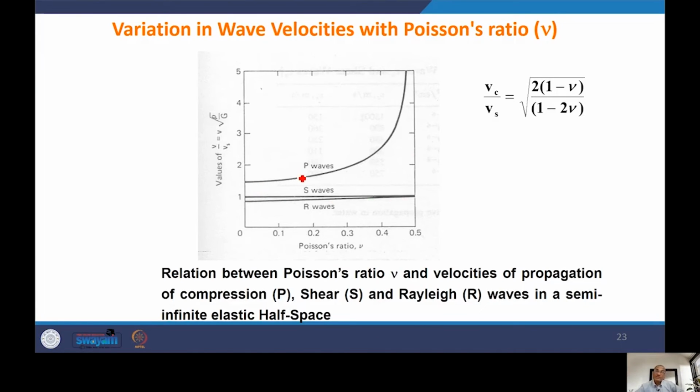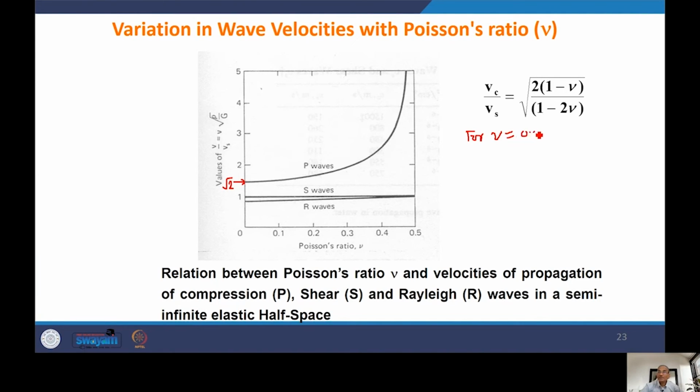Now coming to the P wave, where the velocity is Vp, this ratio is given from this relation. When mu equals 0, this ratio is square root 2. So this value here is square root 2. When the Poisson's ratio increases, these values start increasing. For example, if you select mu equal to 0.25, in between, what will happen?